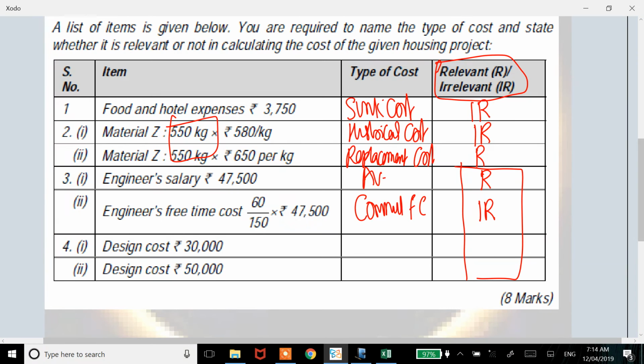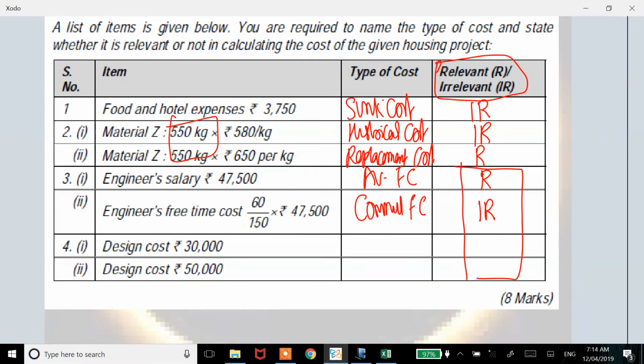This is technically an avoidable fixed cost. We can have some other categorization also. Why I call it avoidable is, if I want, I can avoid the entire 47,500. But I cannot avoid the 60 by 150 into 47,500. Either you avoid the entire 47,500, or you incur 47,500 or incur 0. There is no concept of in-between expense.